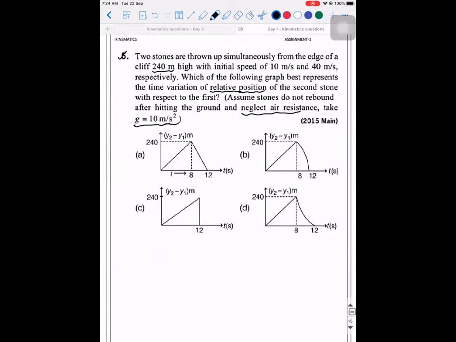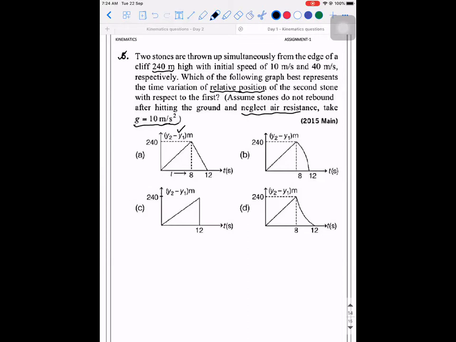So two stones are thrown up simultaneously. So how are you people proceeding? If you observe all the graphs, there is one thing that is common. What is it? The position, sorry. Initial relative position is 0. Because the graph is between what? It is relative position, y2 minus y1. It is not only y2 separately and y1 separately. Right? Means they both are starting from the same point. That is for sure.